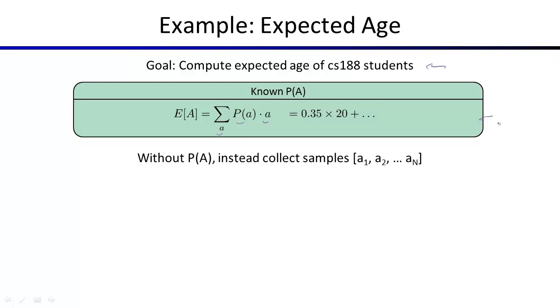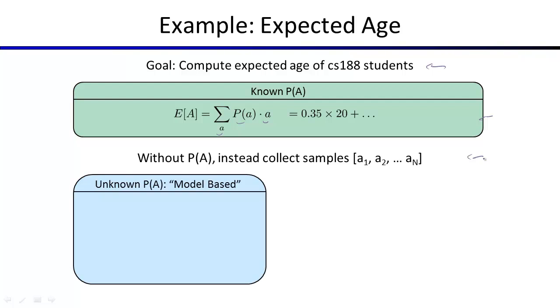Well, so we collect samples. Let's say we get capital N samples of ages. How can we use these samples? Well, the model-based approach, which actually might not be the most intuitive one, but it's a reasonable approach, is to say, well, we don't know P of A, the distribution for age. First thing we do is to estimate that distribution for age. So for each age, the probability, as we estimate it for a particular age A, is the number of times we see A divided by N, the total number of samples.